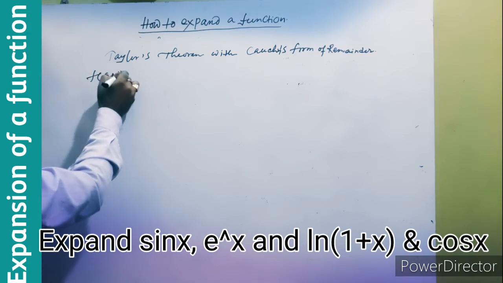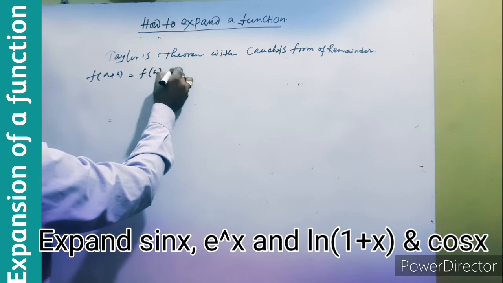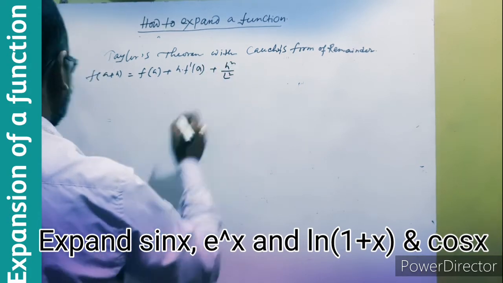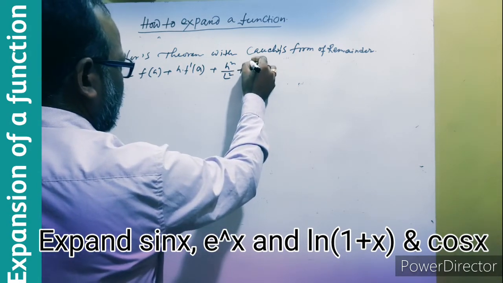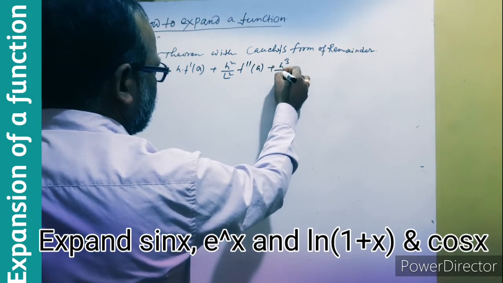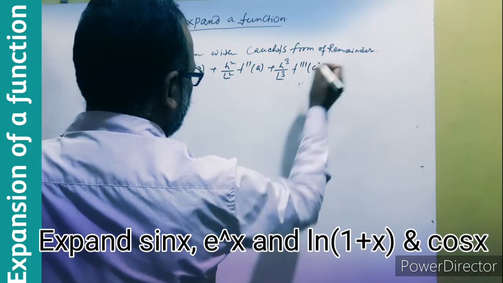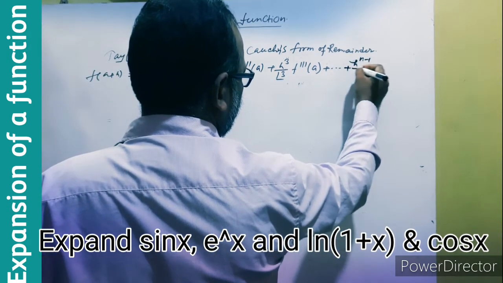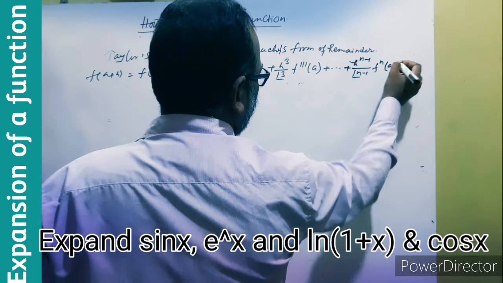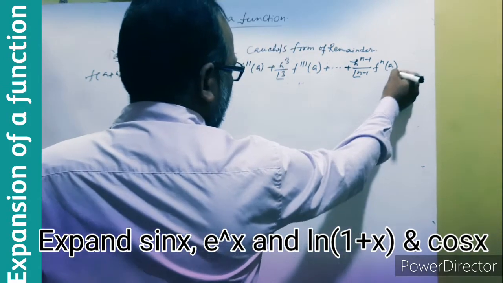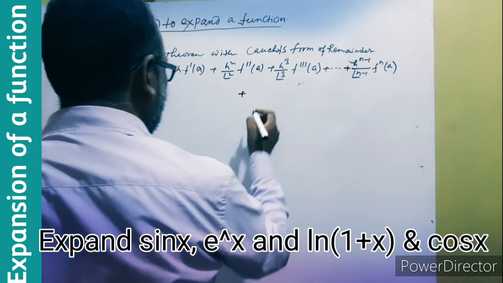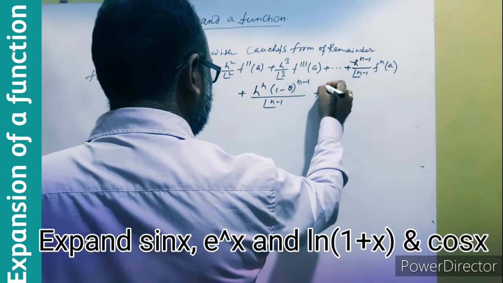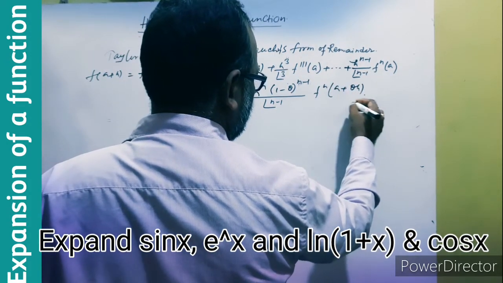That is actually f of a plus h, and that is equal to f of a, plus h into f dash a, and h square by factorial 2 into f double dash a, and h cube by factorial 3 into f triple dash a. Okay, and the general form is h to the power n minus 1 over factorial n minus 1 and the nth order derivative at a, and the remainder part here is h to the power n, 1 minus theta to the power n minus 1 over factorial n minus 1, and this is the nth order derivative at a plus theta h, where theta lies between 0 and 1.